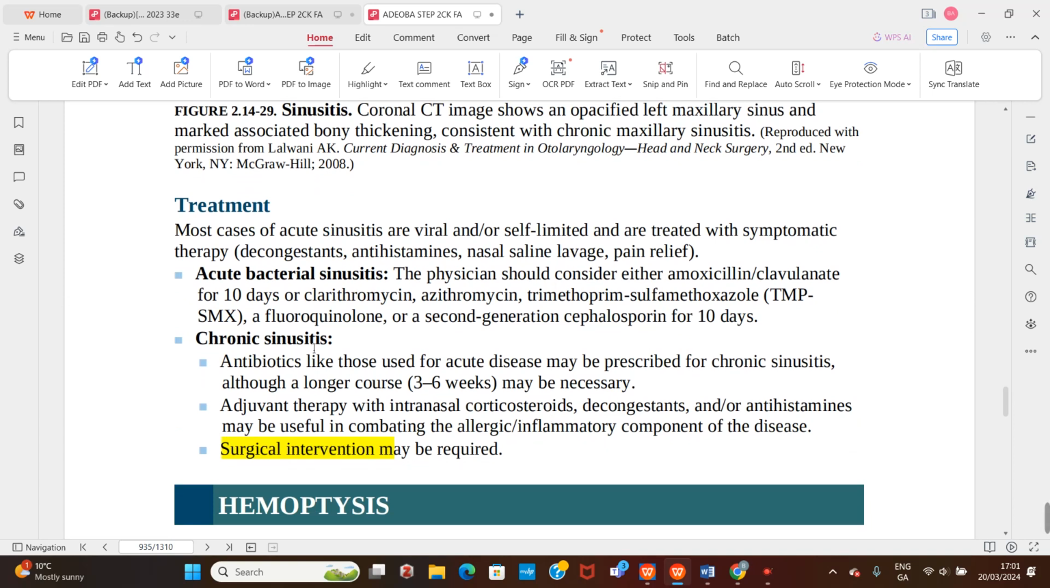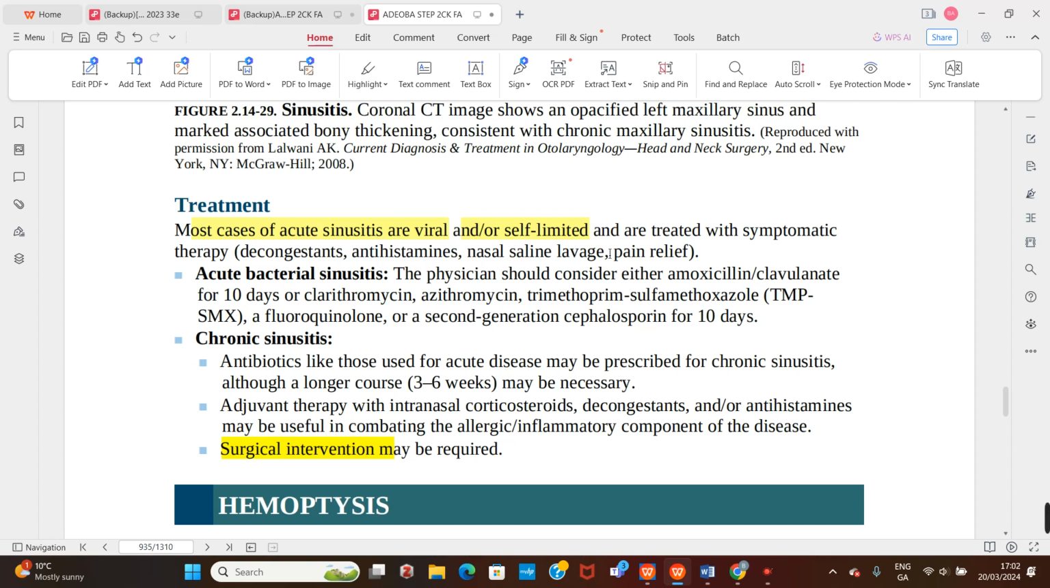So, for treatment, most of the cases of acute sinusitis are viral. We have made this point already, and they are self-limited. But sometimes the symptoms might be unbearable. Even between that 5 to 7 days, it might be very tough for that person. Person just sniffing, having respiratory issues, cannot breathe very well.